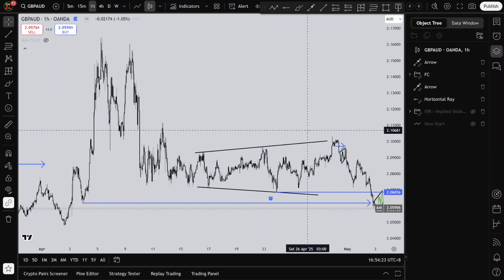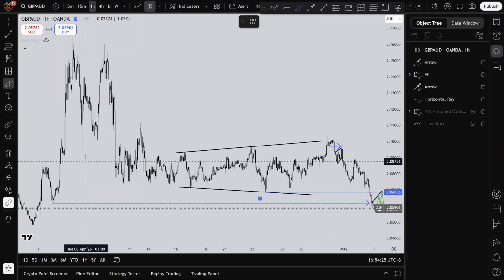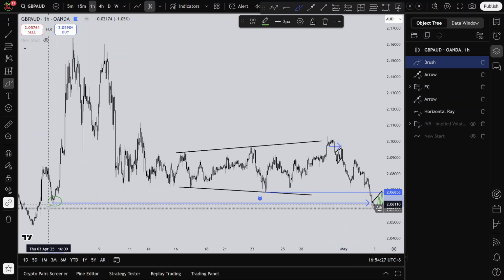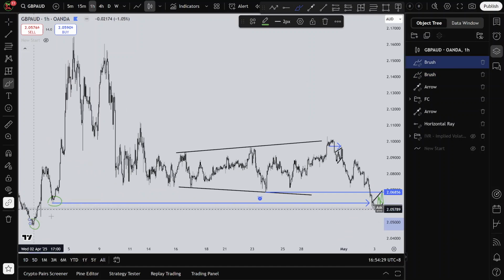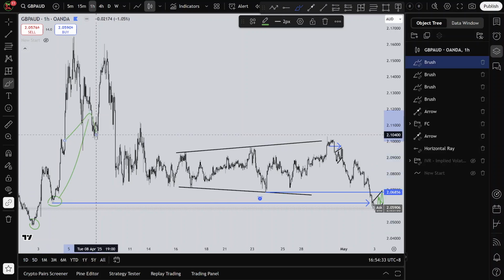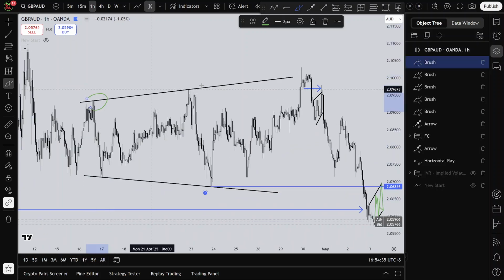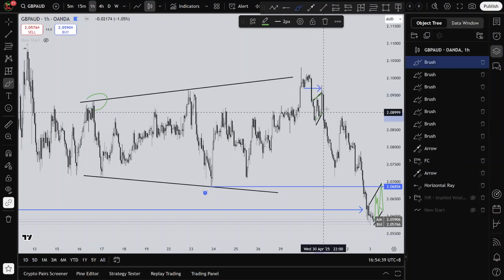If I do some pattern separation here as well, similar to the previous example, we have these two areas which are significant. That's the start of this strong impulsive move. Then we had here an expanding 1, 2, 3 structure which committed with this nice retest.